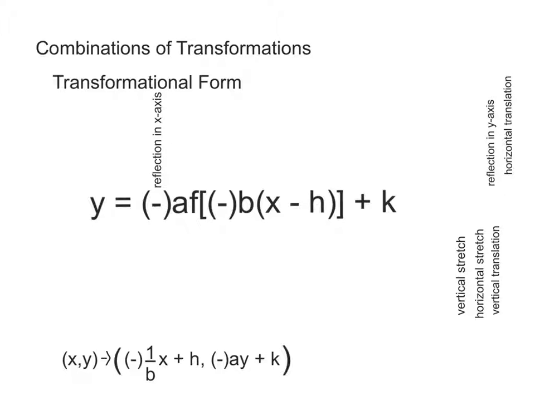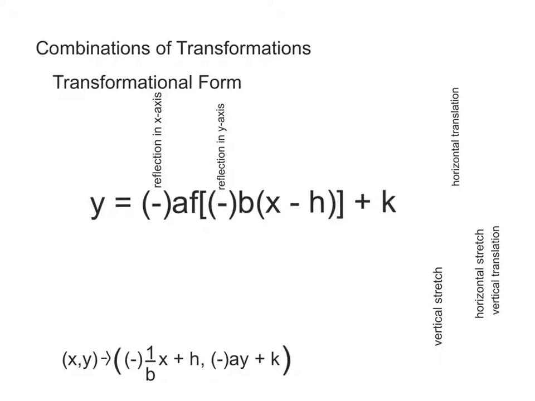So how about the reflection in the y-axis? How do you know if there's a reflection in the y-axis? So a horizontal reflection. A negative before the x. That negative would mean that there would be a reflection in the y-axis if that negative is present.